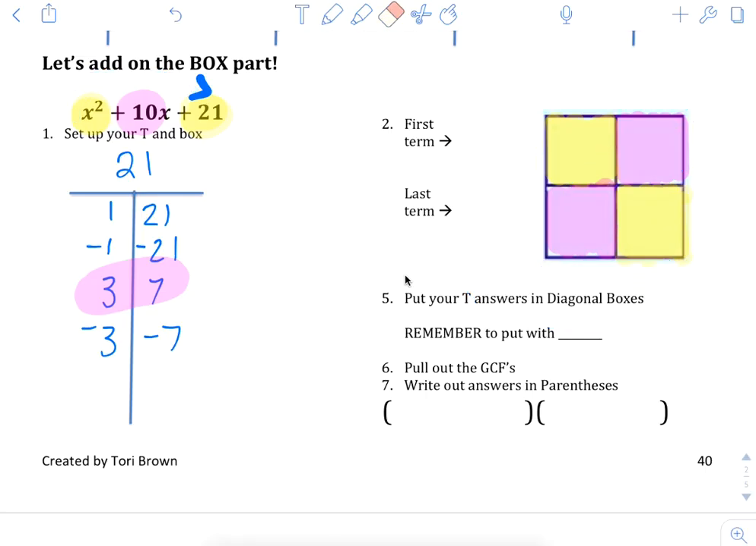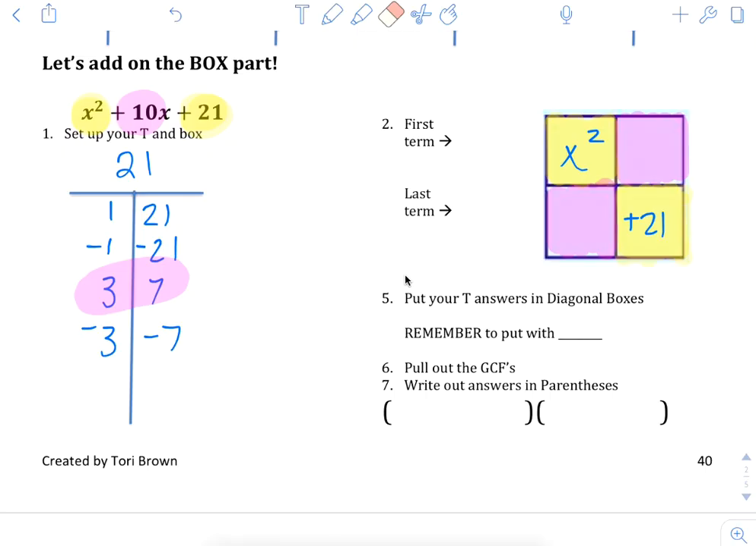I'm going to look back up here at my original problem, and I'm going to take that first term, x squared, and I'm going to put him in that first box, so x squared. I'm going to take my last term, that plus 21, and I'm going to put him in the last box. And the pink part is not 10x. I can't put 10x in there because 10x is a combination.